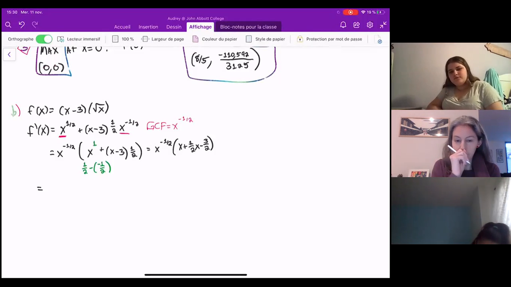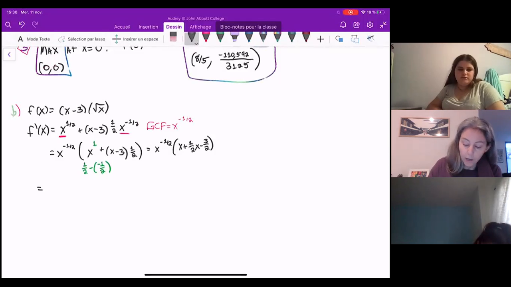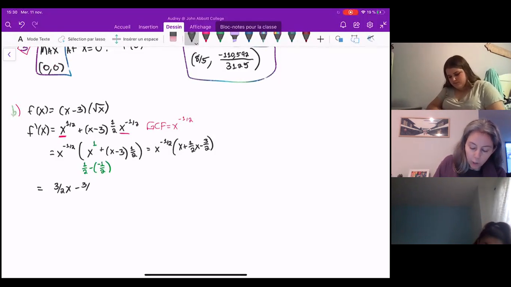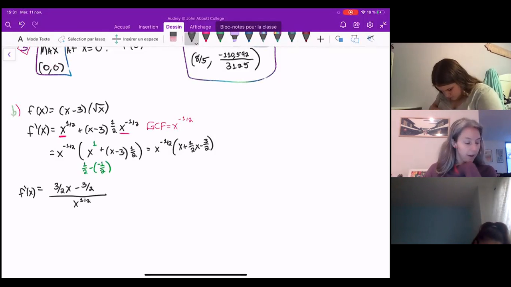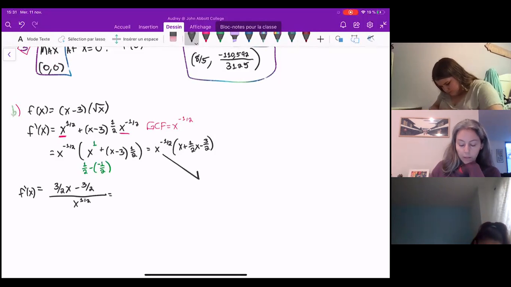What do I do with it? I bring it down. You got it. Okay. So I'm going to have 3 over 2x minus 3 over 2 all over x to the 1/2. And this is my first derivative. So this is my simplified first derivative. I could also write this like this, and it would be the same thing.